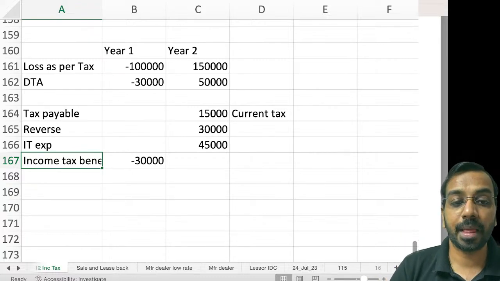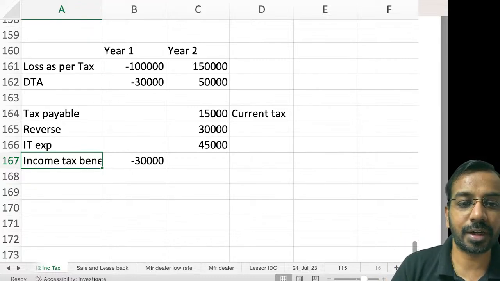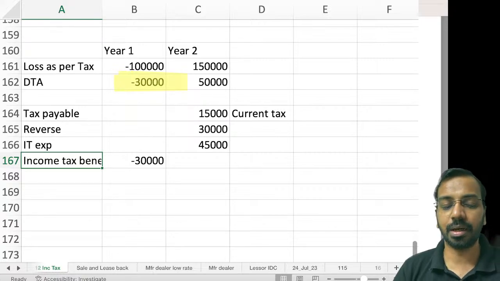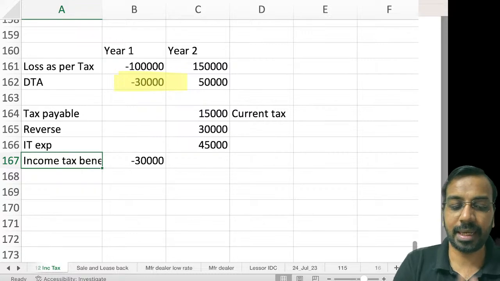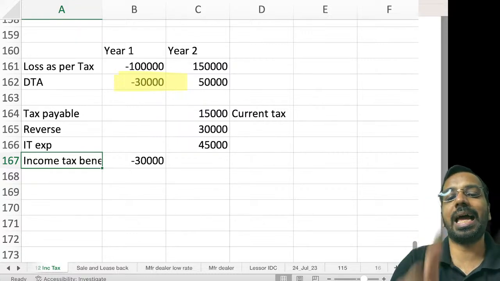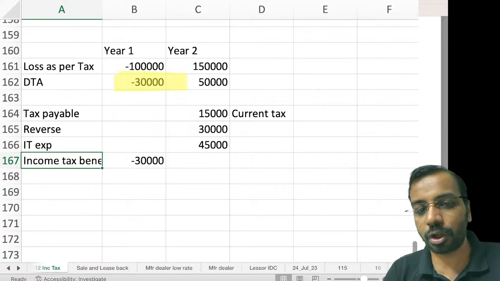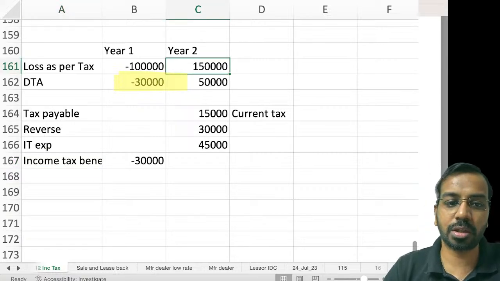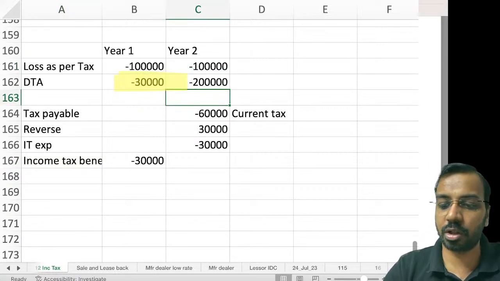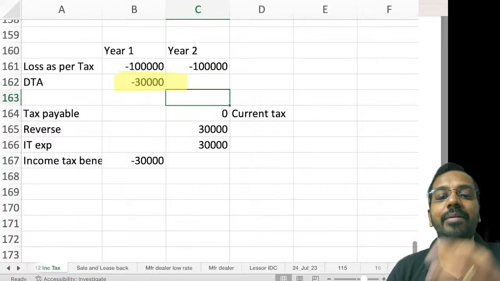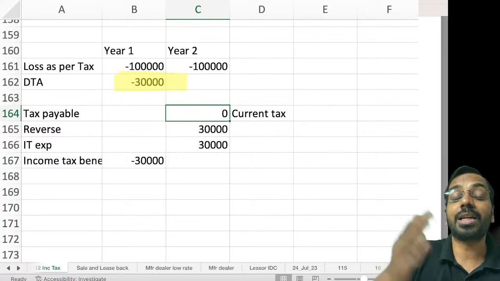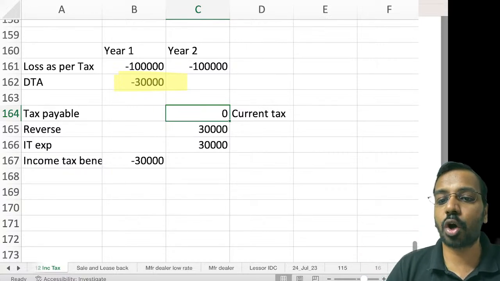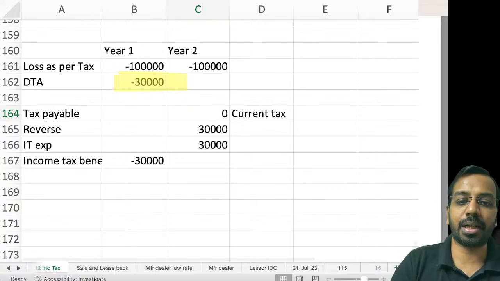Now, if I have to recognize this deferred tax asset in the first year, there must be a possibility that in the future I will have taxable profit. If in the future also I don't have taxable profit, if here also there is a loss, it means I will not pay any tax. If I continue to have losses, it is not prudent that I should recognize a deferred tax asset.